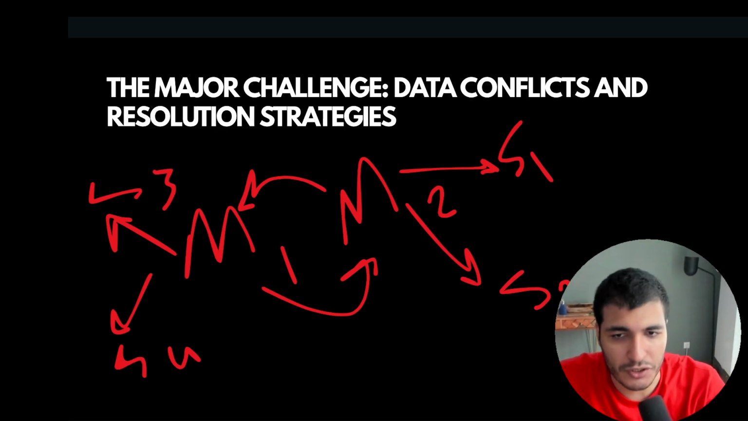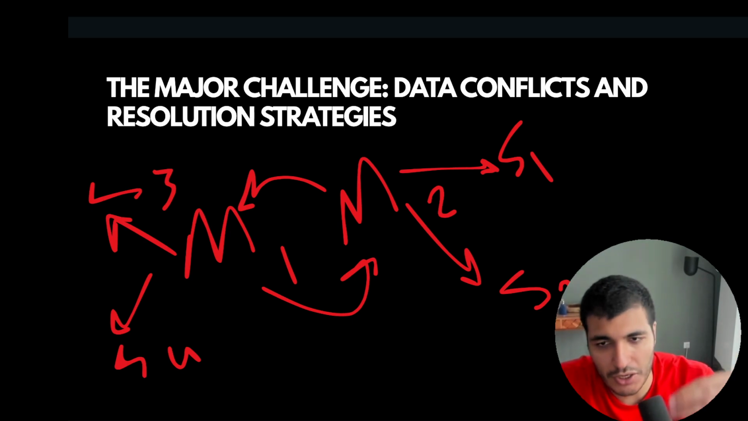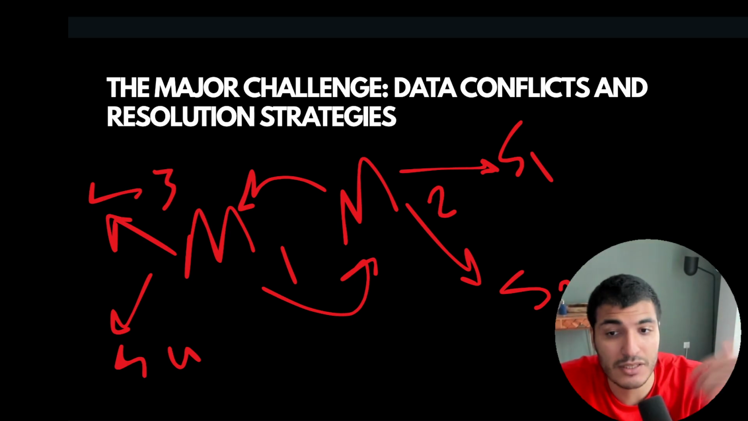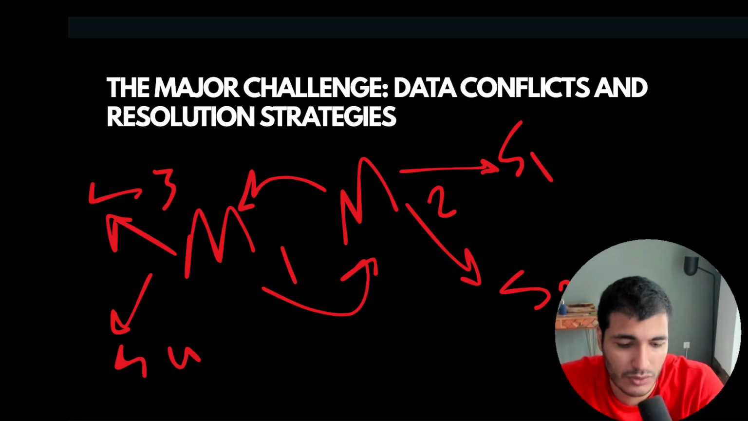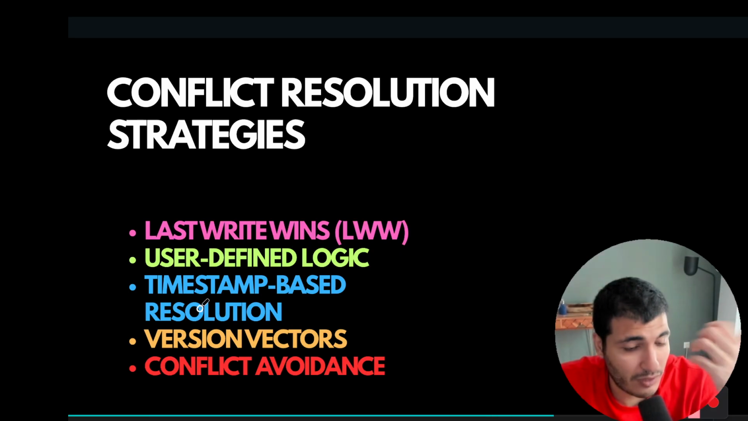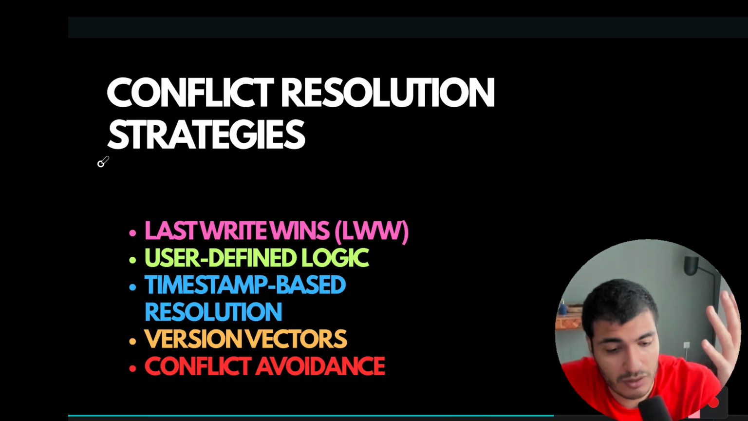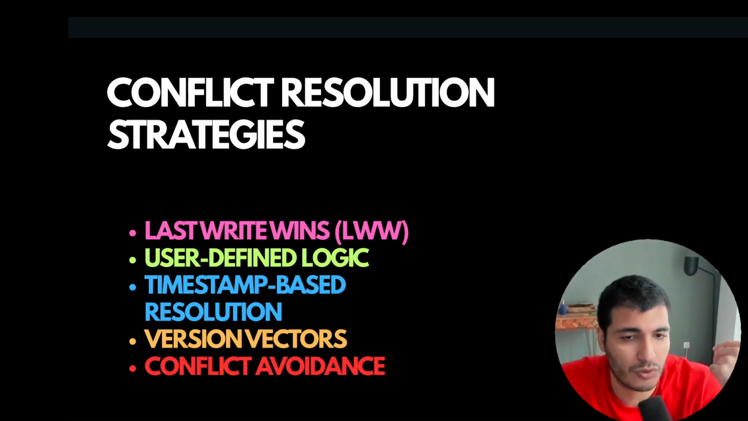When these changes eventually arrive at a common node, the database has to decide which change is the correct one. If not handled properly, this can lead to inconsistencies and data loss. Okay, how to solve that? Let's try to understand strategies to handle conflict resolution.